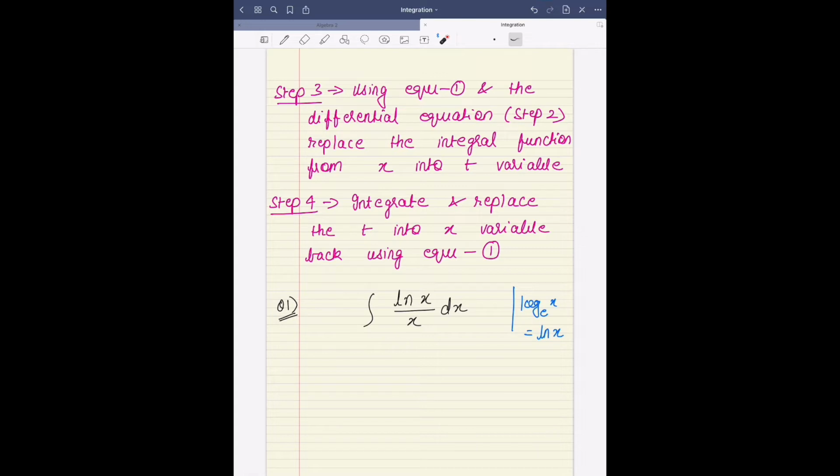First thing, I've written ln x. People who are wondering why ln x, why not log x? Because in calculus, the base of log is e. So instead of writing log e, we can simply write ln. ln means simply log e.